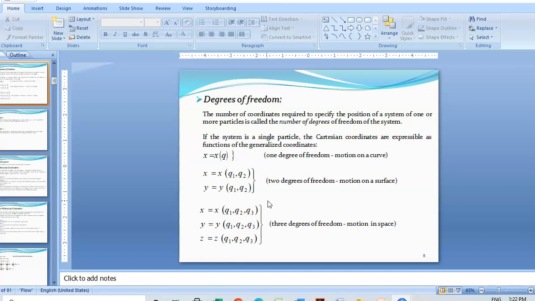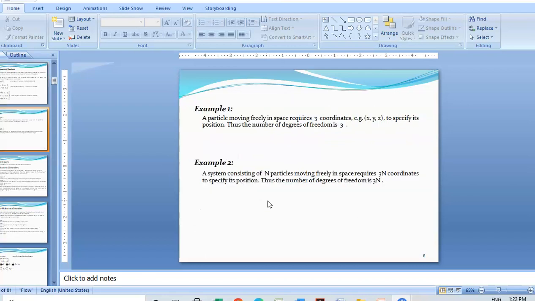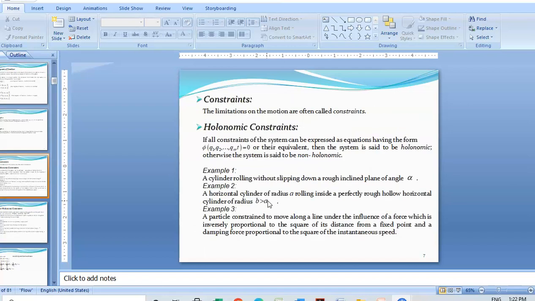Thus, if the system is a single particle, then the Cartesian coordinates are given as x is equal to x of q. If it has 2 degrees of freedom, we can write it in x and y axis. And if we have 3 degrees of freedom, we write in the x, y and z axis. If it is in 3 coordinates, then the motion will be in space. So what are constraints? They are the limitations on the motion, whether it is in free space, in a particular sphere or a particular cube. The limitations on the motion are often called constraints.